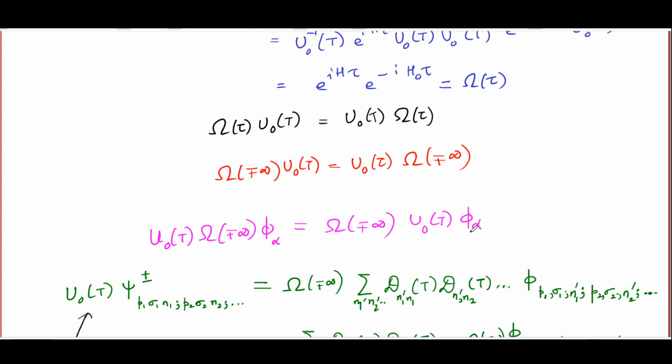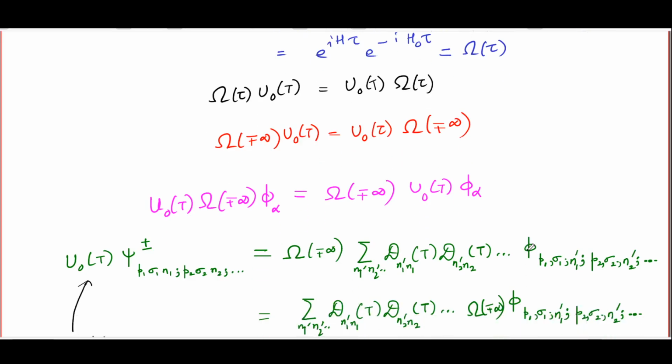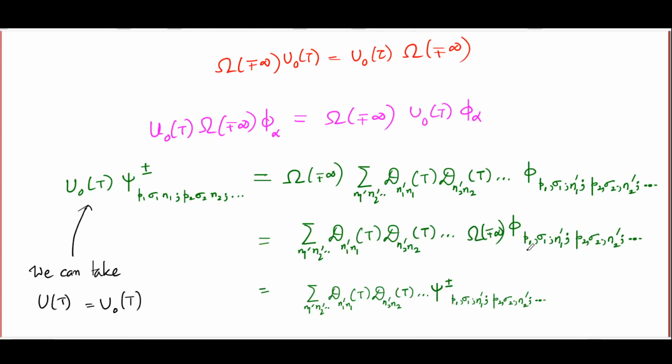Remember, our claim is u0t will produce on phi alpha a linear combination which is given by the same coefficients as what we demand ut to do. But now, omega minus plus infinity acting on this whole combination will completely jump across all these numbers. These are of course matrix elements which are just numbers, and go and hit the phi. And omega minus plus infinity hitting the phi will of course give you the psi plus minus with these labels.